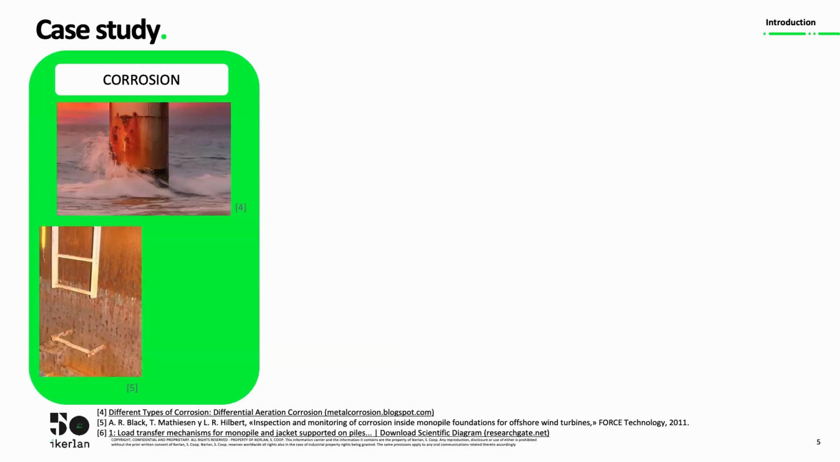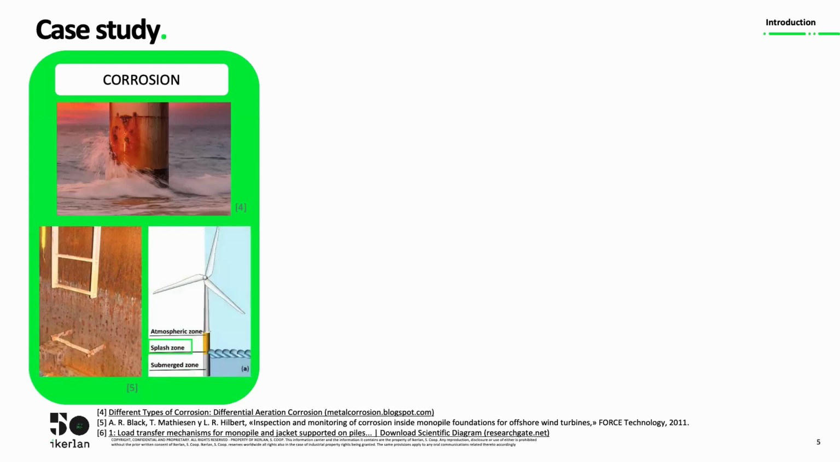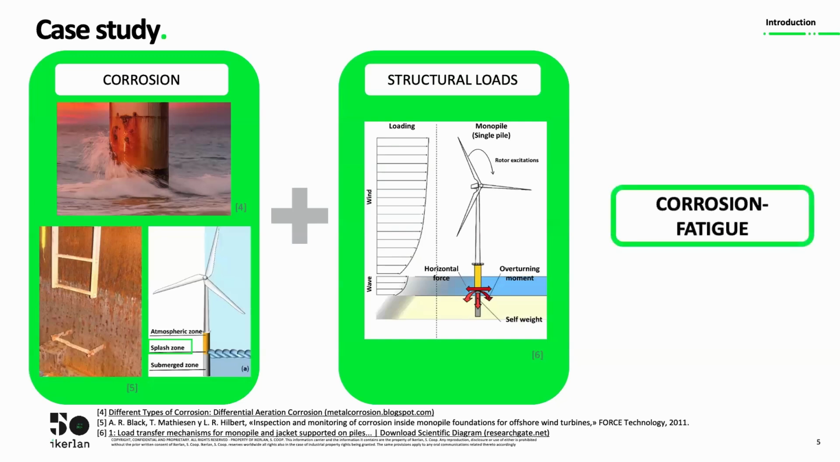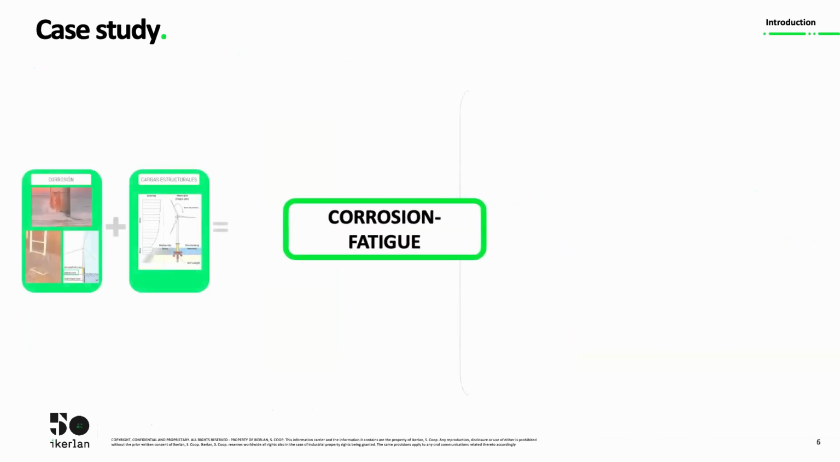These monopile foundations are subjected to corrosion, especially in the splash zone when alternating wet and dry stages occur, and also to the combined action with mechanical loads. This simultaneous action of both corrosion and mechanical loads leads to the corrosion fatigue phenomena.